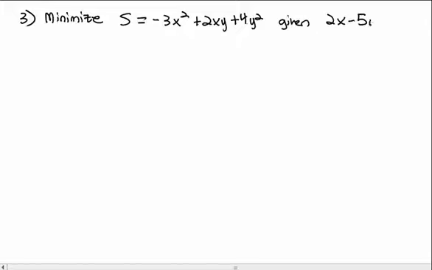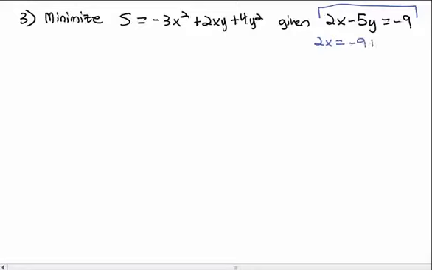let's minimize something ugly. Let's make it s equal to negative 3x squared plus 2xy plus 4y squared, given some constraint that we develop, such as 2x minus 5y equals negative 9. Okay, this is going to get ugly. There's going to be fractions. The process is the same, though. We've got this constraint. We need to solve for one of the variables. Let's just go ahead and solve for x.